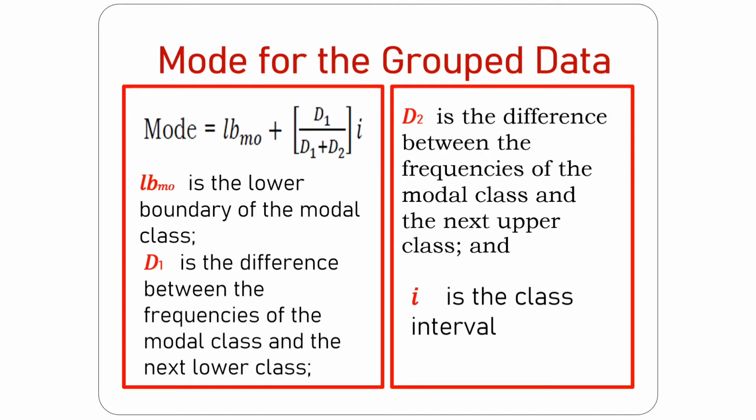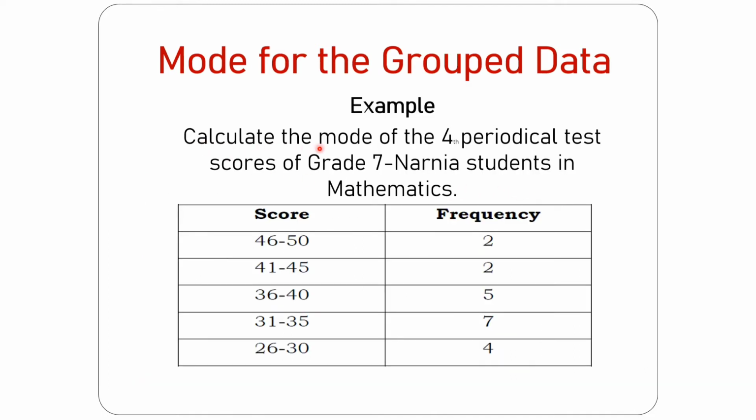Let us take this example. Calculate the mode of the 4th periodical test scores of grade 7 Narnia students in mathematics. These are the scores of students grouped by interval, and these are the frequencies of each class.